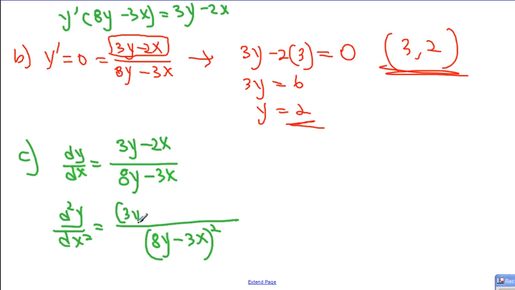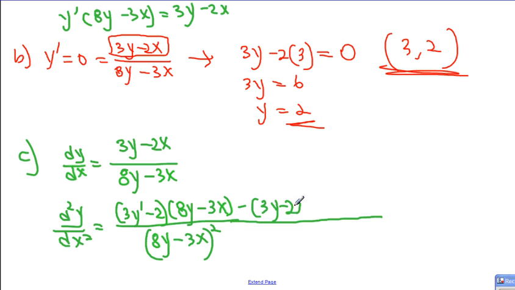which ends up being 3y prime minus 2 times 8y minus 3x, minus, we're going to write down the top once again, 3y minus 2x. Alright, so we're continuing here. At the end, we have to take the derivative of the bottom. We end up getting 8y prime minus 3.